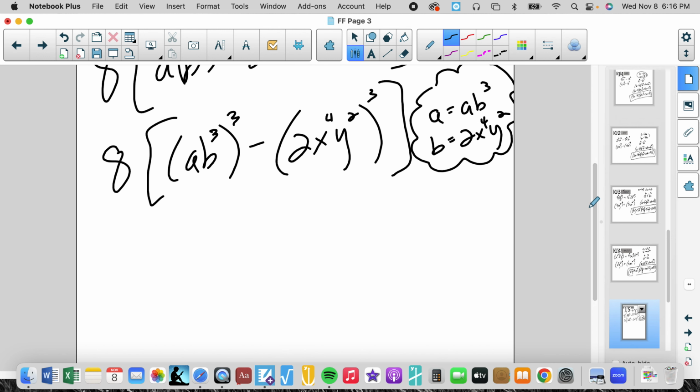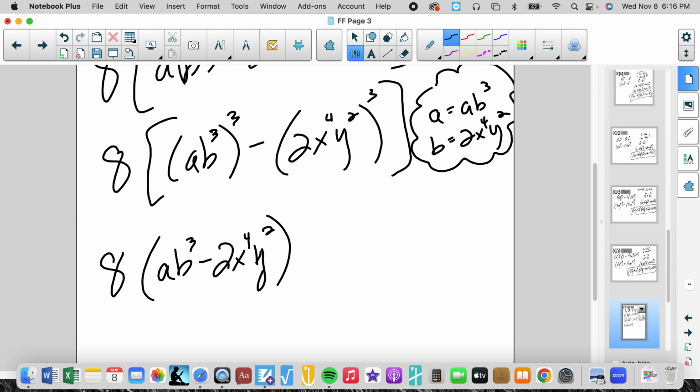So we get 8. Now we're going to get a minus b. So a is ab cubed minus b is 2x to the fourth y squared. And then we get a squared, which is a squared b to the sixth, plus the product of these two, which is 2ab cubed x to the fourth y squared. And then we're going to square my b, which is plus 4x to the eighth y to the fourth.